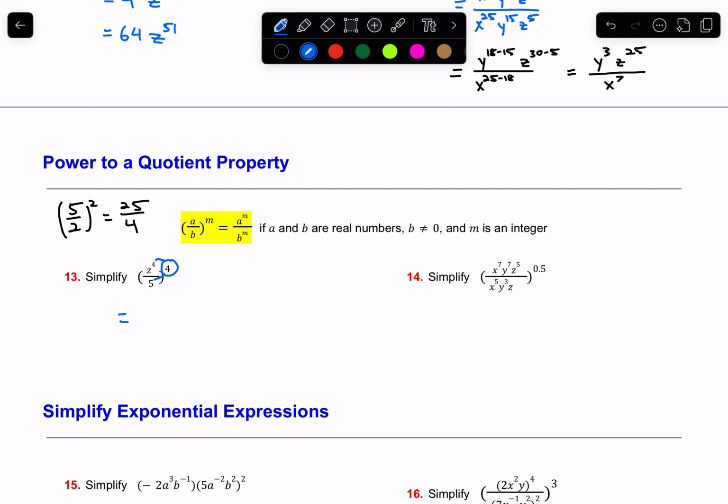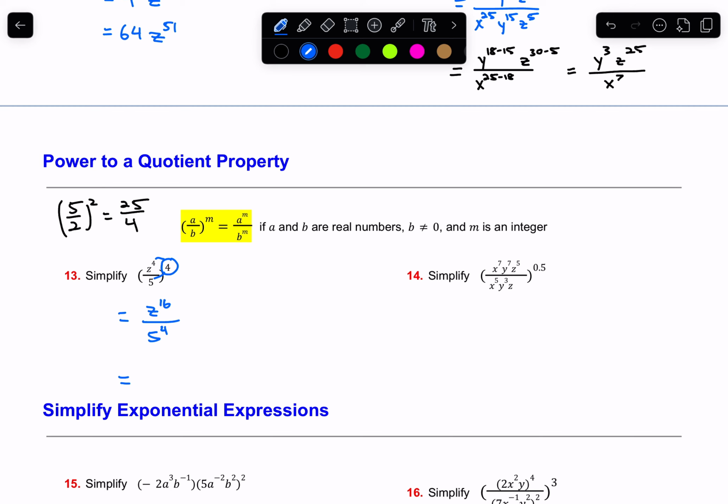So for number 13 here, z to the 4 over 5 to the power 4 becomes z to the 16, because 4 times 4, over 5 to the power 4. Where I multiply, 5 has an exponent of 1, that 1 gets multiplied by 4. All right, and 5 to the 4, pretty big number. 5 times 5 is 25, times 5 again is 125, times 1 more 5 is 625. So we end up with z to the 16 over 625.